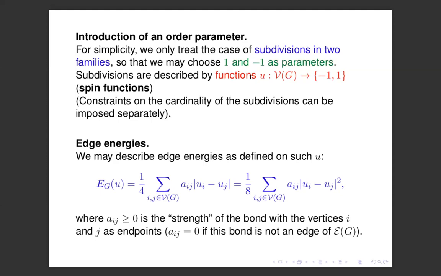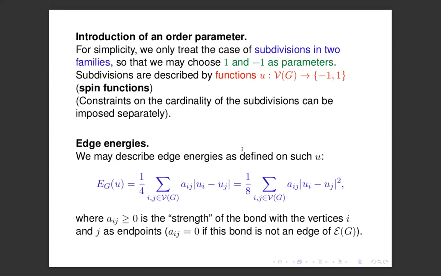So a subdivision, or subsets of the graph, are functions defined on the graph with values -1, 1. If you are in one family, you have value 1, the other -1, which are called spin functions. We don't impose any cardinality on the number of vertices in which you take value 1 or -1, because this can be imposed a posteriori.